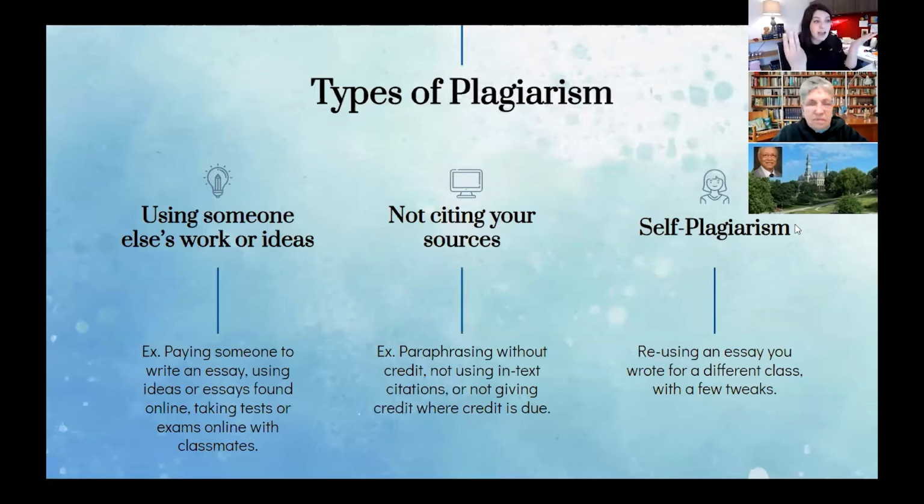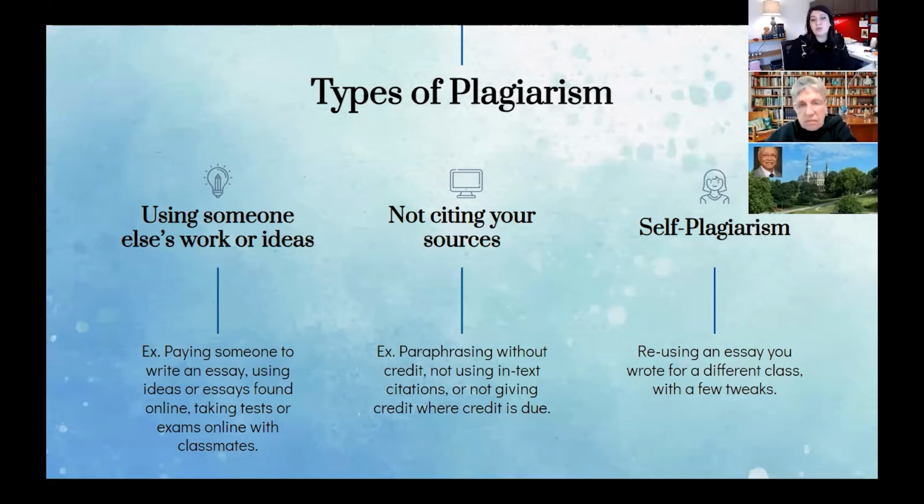So there are three main types of plagiarism to review what we talked about. Using someone else's work or ideas, that's a pretty straightforward one, right? Paying someone to write an essay obviously is plagiarism. Using ideas or an essay you found online, obviously plagiarism. These are the kinds of things we usually think of. Taking tests or exams online with classmates.